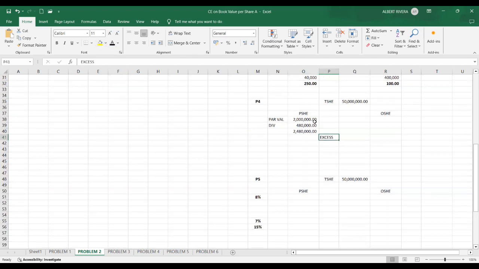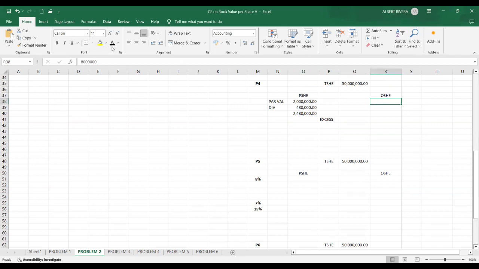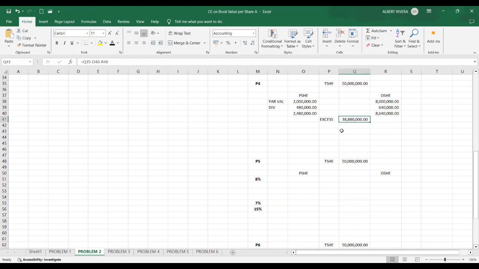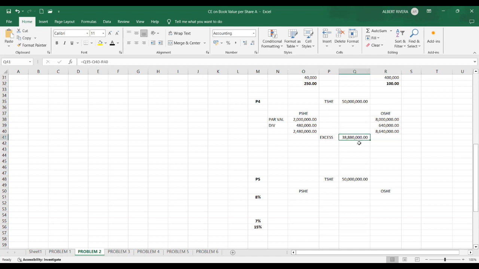Okay, let's provide first the details of the ordinary. So this is 8 million par, and the dividend would always be a 1-year dividend using the dividend rate of the preference stockholders equity. Okay, so this is 8 million times 8%, 640. And the excess would be 50 million minus 2.48 minus 8.64. So this is 38.88 million divided by the number of shares outstanding. Okay, to get the allocation factor.